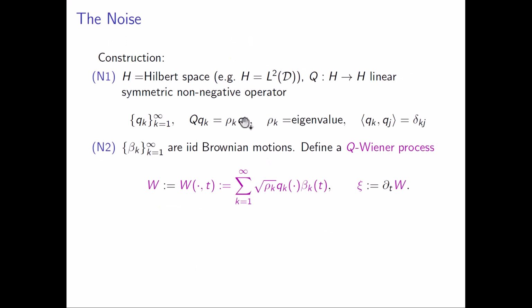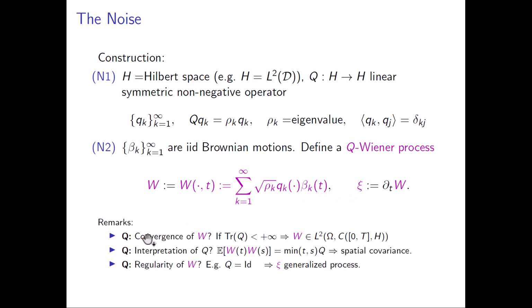First of all, I need to explain what the noise is. The noise is given by constructing first the spatial structure for the noise, and this is done by picking an operator Q. So fix a Hilbert space, for example L2 of our spatial domain. Let's fix an operator Q that's linear, symmetric, non-negative, and then look at its eigenbasis and eigenvalues. Let's suppose it's orthogonal, and then you take an infinite chain of IID Brownian motions and you define a Q-Wiener process as a space-time process W that's spatially determined by the eigenvalues rho_k and the eigenfunctions q_k of my operator Q. All of these modes q_k are forced by independent Brownian motions. The derivative of this is again a generalized stochastic process, psi.